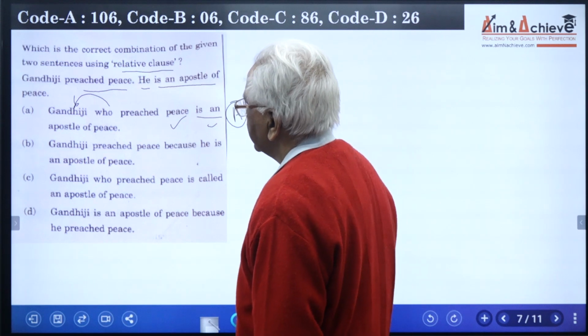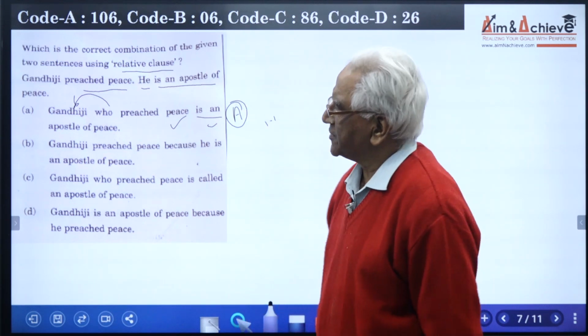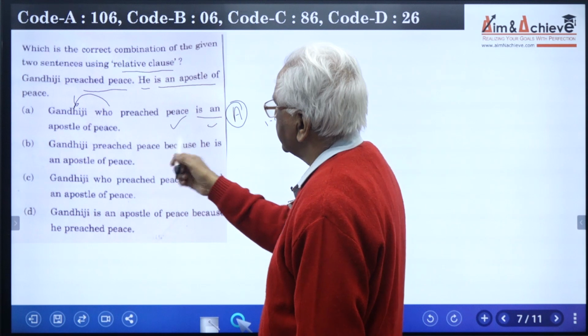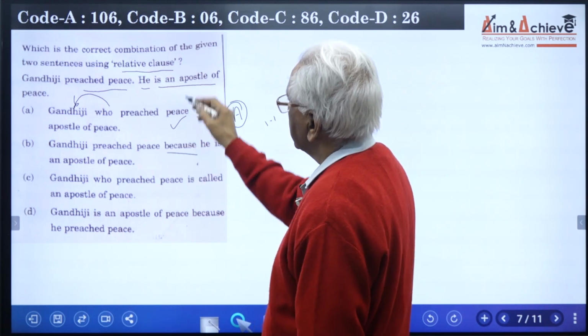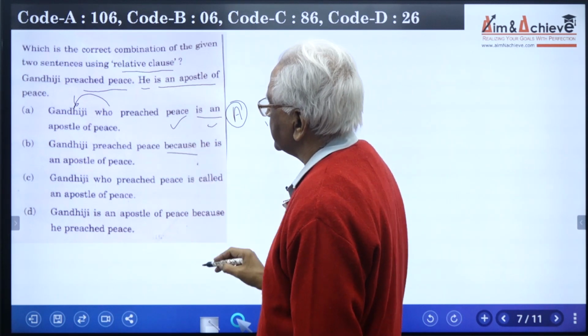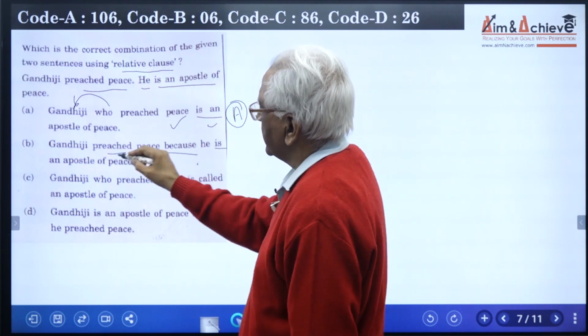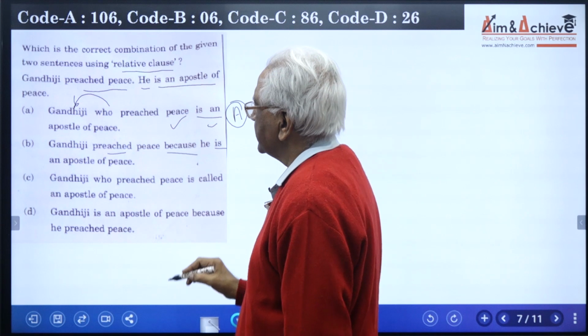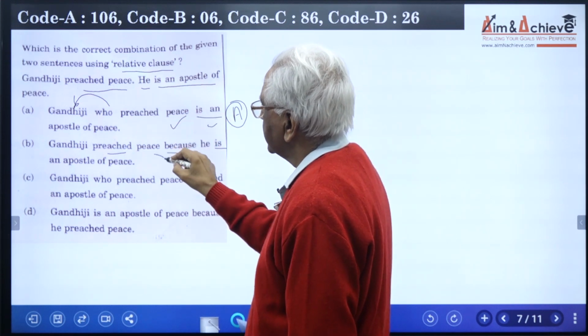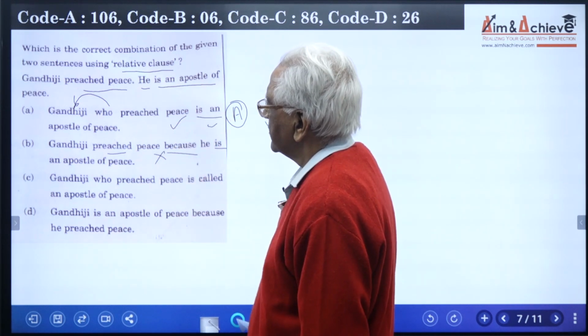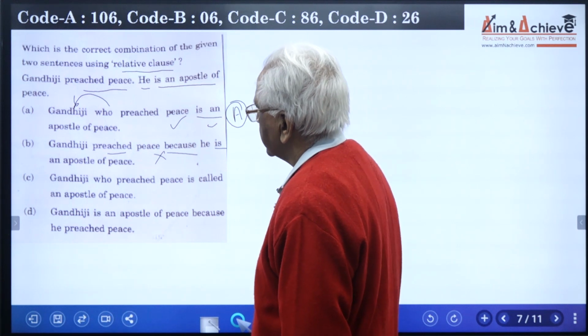Nevertheless, let us go through the other options. Option B: Gandhiji preached peace because he is an apostle of peace. Here it talks of preached and here it talks of is, and then because he did that, he preached peace. That sentence is meaningless. That means option B is incorrect.